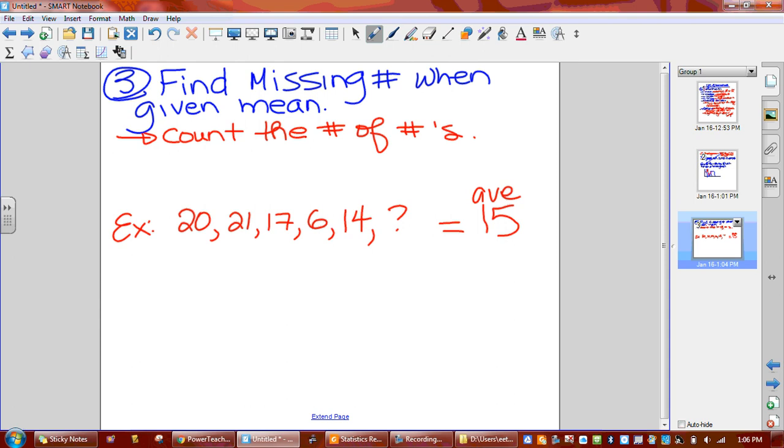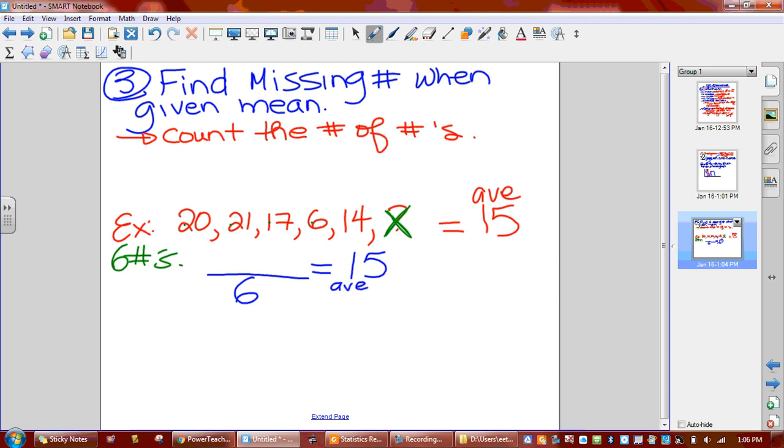So we're going to count the number of numbers, including the missing number. So our missing number is going to be x. So now we've got mystery x. So we've got 1, 2, 3, 4, 5, 6 numbers, including x. Okay, 6 numbers. So now when I create my fraction, I've got 6 on the bottom equals the average on the right-hand side. Okay, your average is always on the right. Okay, and on the bottom is the number of data, the number of numbers.